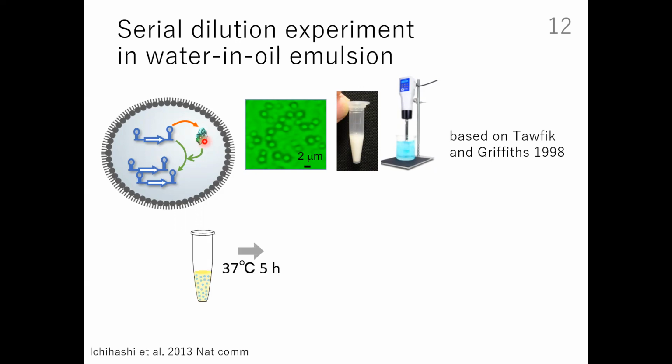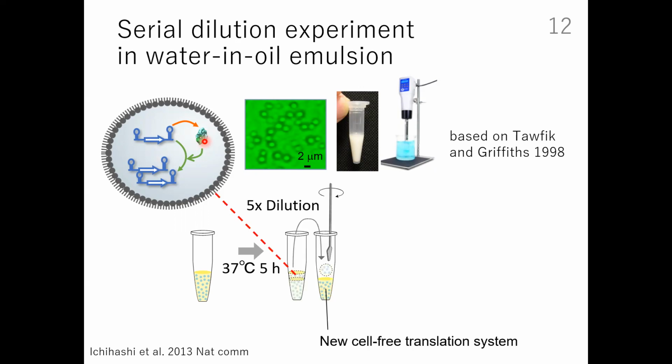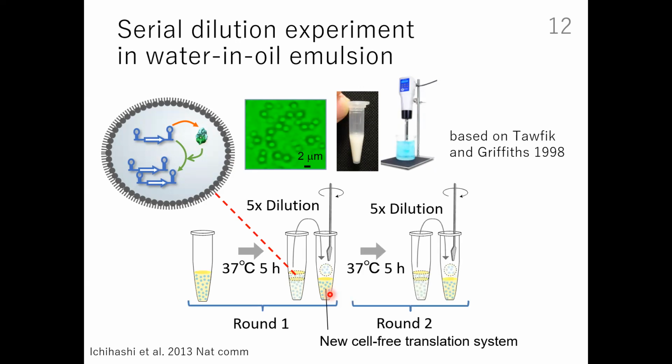So inside the droplet, we incubated the droplet at 37 degrees for 5 hours, and inside the droplet, translation and replication occur. An aliquot was diluted with new droplets containing new cell-free translation system to continue RNA replication. This is one round, and we repeated this serial dilution cycle for many generations.